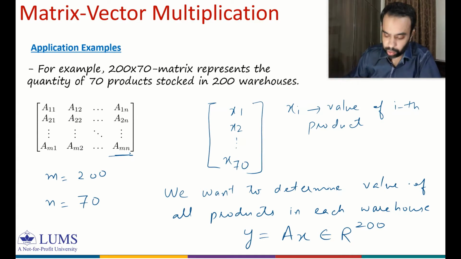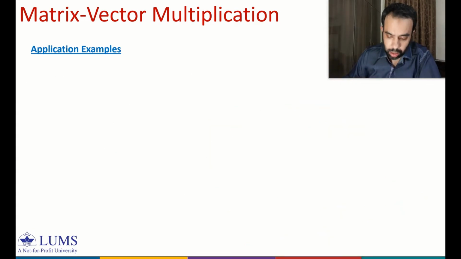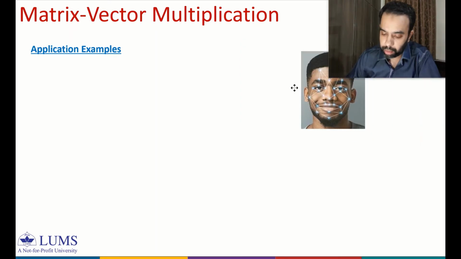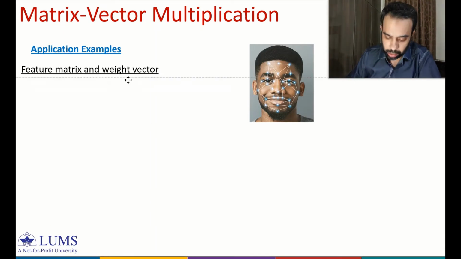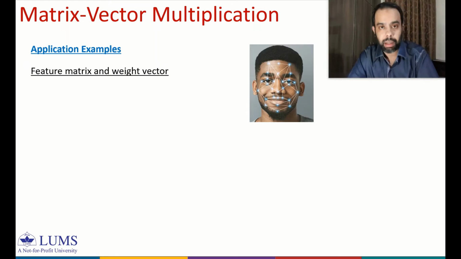We talk about one more example. Say in machine learning, we have a problem in which we want to determine whether the person is smiling or not, or we want to detect the mood of the person given the photo. The problem is referred to as a problem of feature matrix and weight vector.